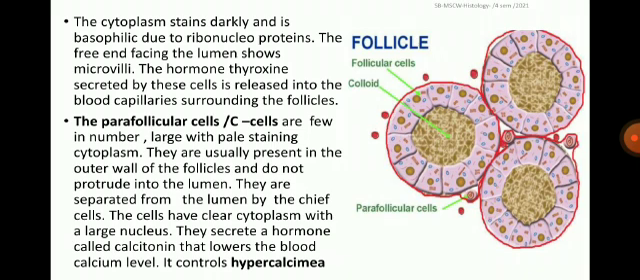So they are separated from the lumen by the chief cells. The cells have clear cytoplasm with a large nucleus and they secrete a hormone, as I just said, called calcitonin. It is also called thyrocalcitonin, which lowers the blood calcium level, and it controls hypercalcemia.